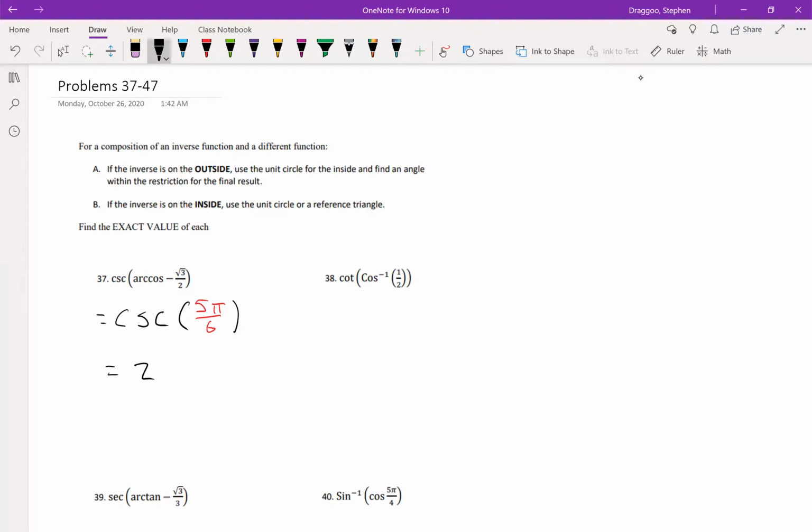Next, we'll look at the cotangent of the cosine inverse of 1/2. But we can start by getting the cosine inverse of 1/2. It's a positive value, so we know it should be in the first quadrant. That'll be pi over 3. And then we want the cotangent of pi over 3, which is root 3 over 3.